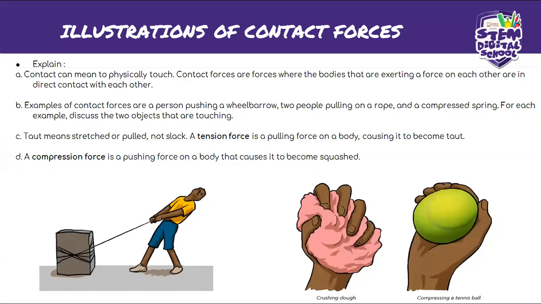Now let's look at taut. Taut means stretched or pulled, not slack. So a tension force is a pulling force, causing something to become taut. A compression force is a force on a body that causes it to become squashed. You can see various illustrations of compression and crashing. All these are contact forces.